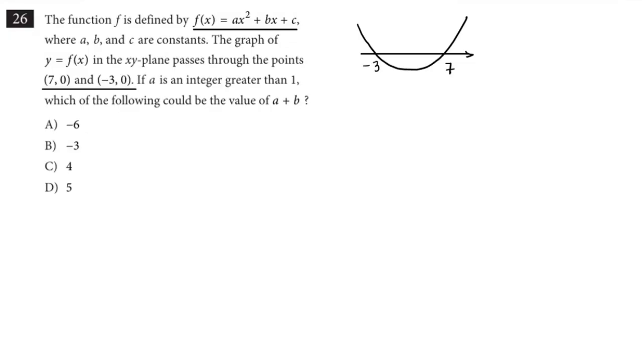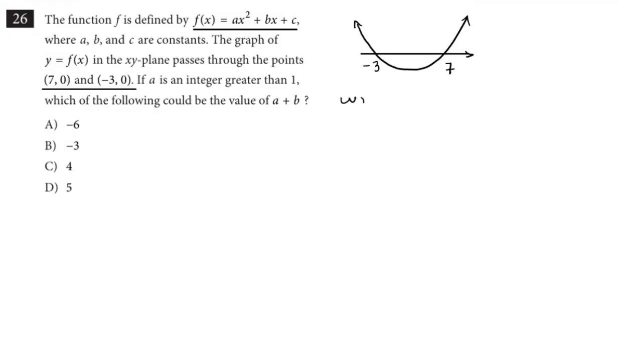If a is an integer greater than 1, which of the following could be the value of a plus b? So we need to get this b and then a and add them together and see what possibly could be the value. This is an interesting problem. Towards the end, you can get harder questions on the SAT. So I'm going to give you some variations to solve this question.